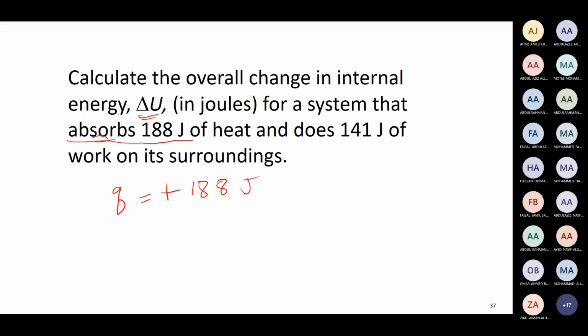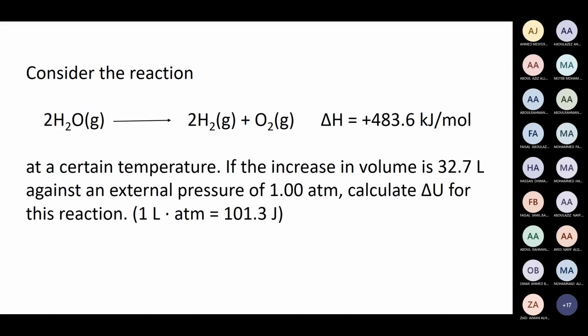And what's this? Work. Is it negative? Negative, because it does the work. So what's delta U? It's Q plus W. You put them in, and the answer is plus 47 exactly. Good.